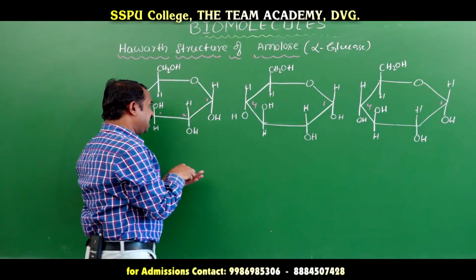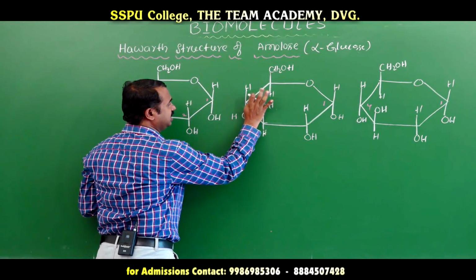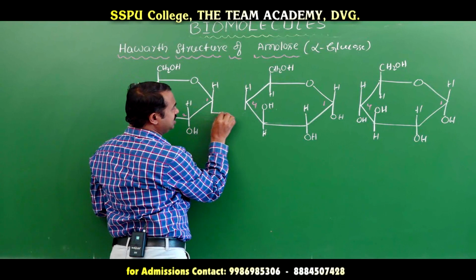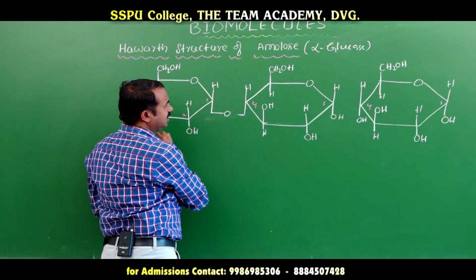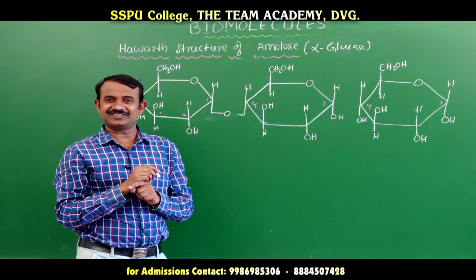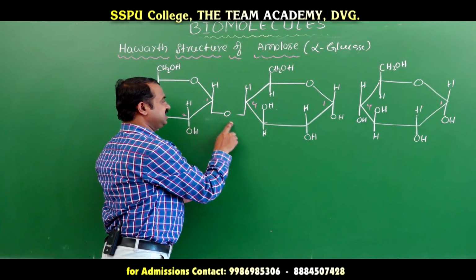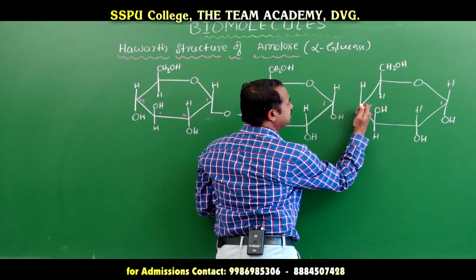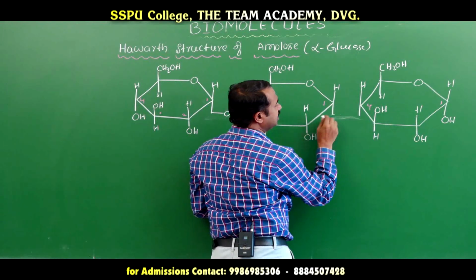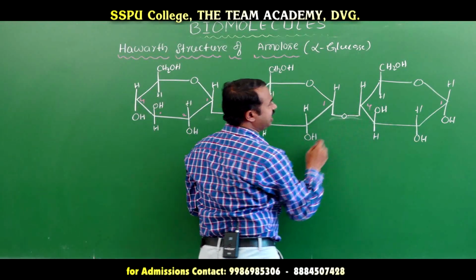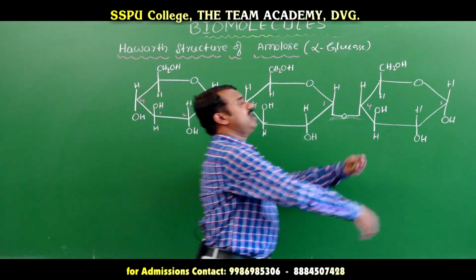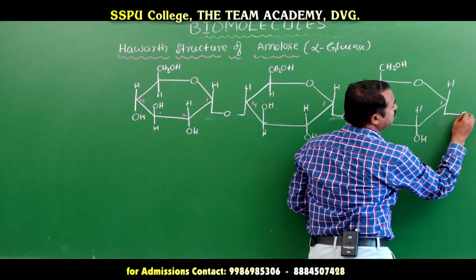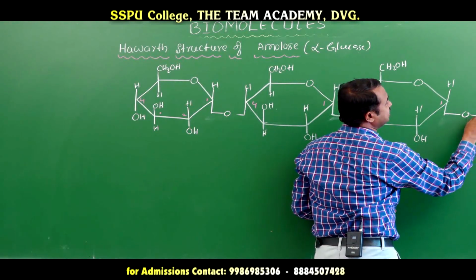Here the C1 carbon and C4 carbon, with elimination of water molecules, the linkage is called glycosidic linkage. Here also elimination of water molecules, the linkage here also is glycosidic linkage. Again, one more molecule of alpha glucose is attached with the glycosidic linkage.